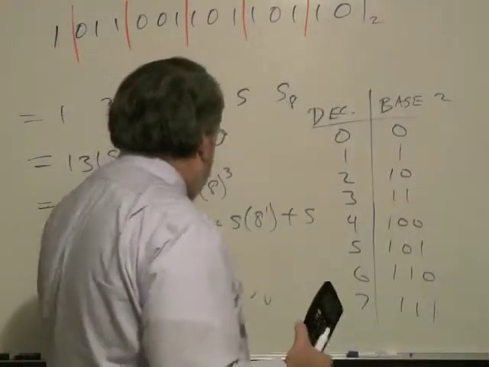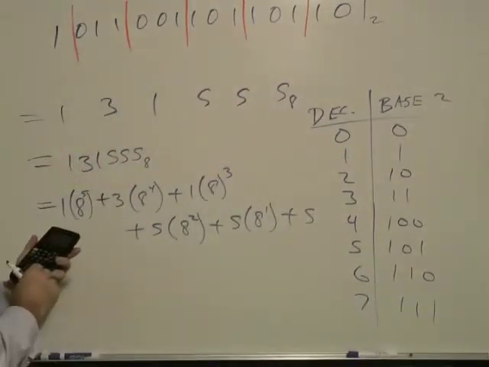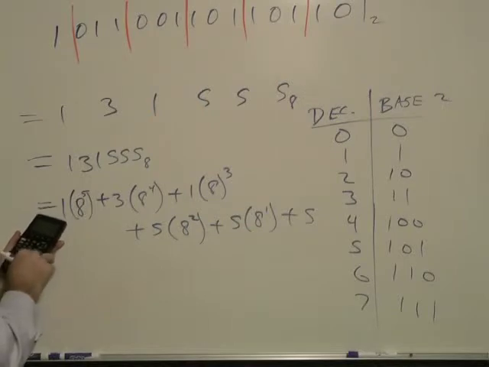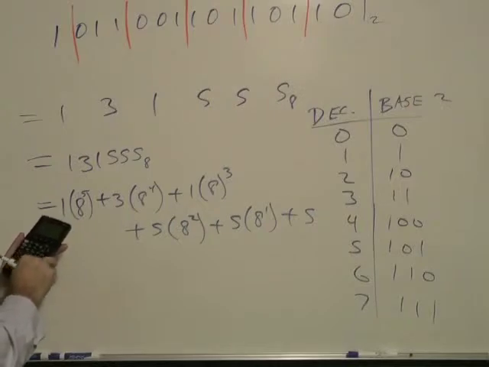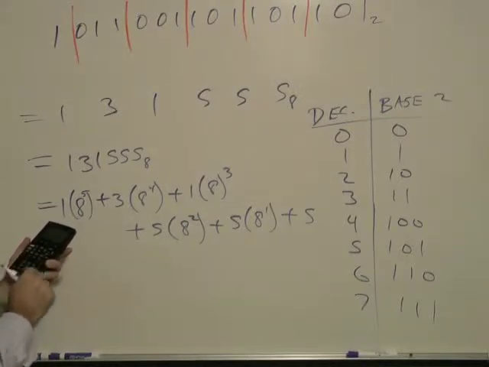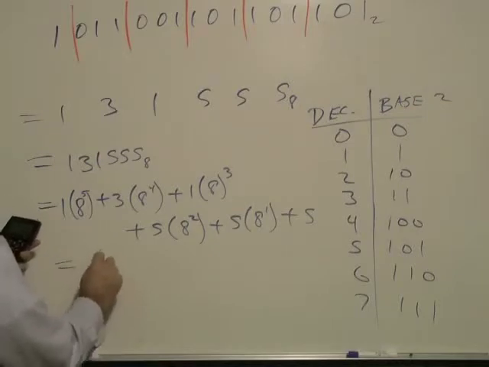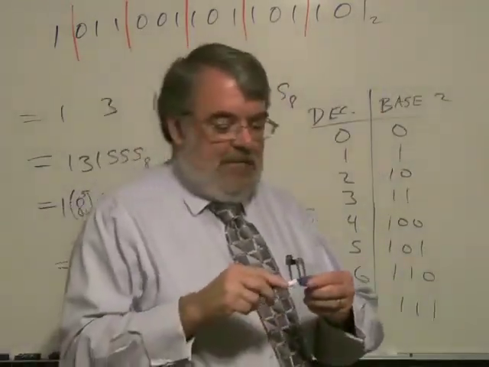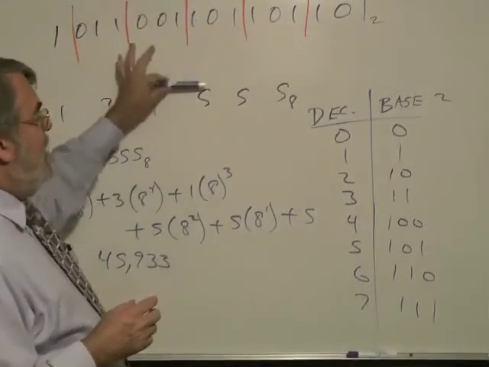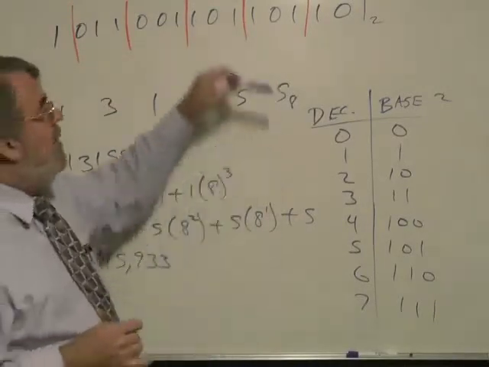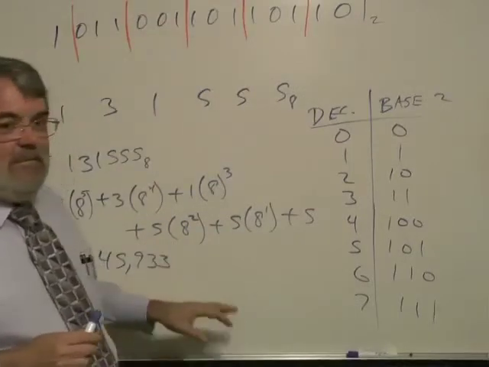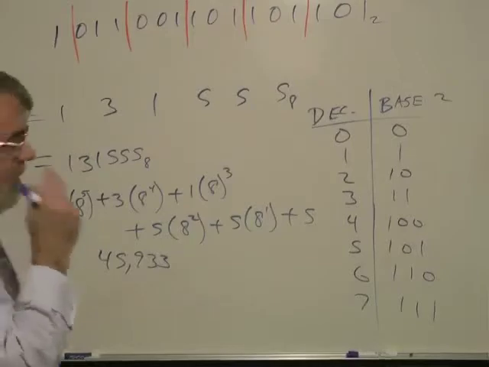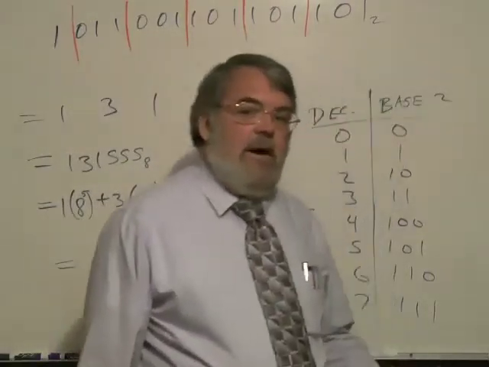These are the common buttons used for raising numbers to exponent powers, in case you weren't aware of that. Alright, so I have 1 times 8 to the 5th plus 3 times 8 to the 4th plus 8 to the 3rd plus 5 times 8 squared plus 5 times 8 plus 5. So if I punched it correctly, this should come out to be 45,933. Anyway, I happen to think that with a little practice, going from binary to octal to base 10 would be faster than trying to go from binary to base 10 on long numbers like this. But there's a representation of that number.